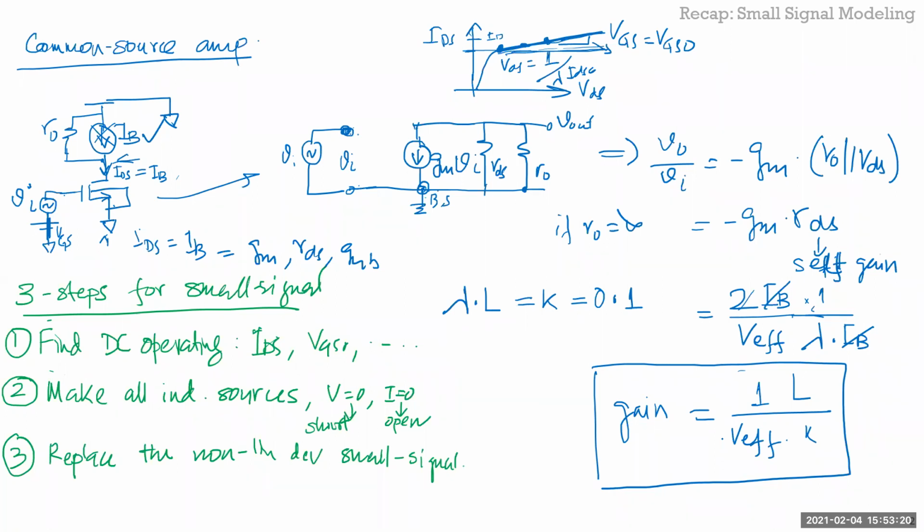And similarly, RDS is proportional to 1 over lambda ID. And lambda is inversely proportional to L. So if you want higher R, you want a longer length, right? It's directly proportional to length. So that's why. And when we do the FT for a transistor, you'll see that this is exactly the reverse.